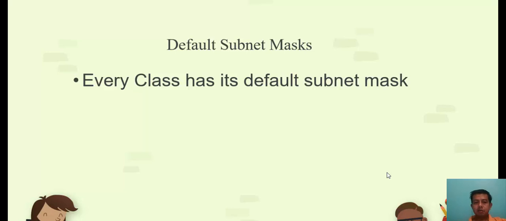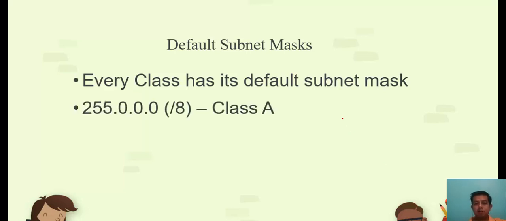So we have already seen for class A, the default subnet mask is 255.0.0.0. That means given any IP address, if I logically AND with this subnet mask, I will segregate the network part. So in the classless notation, this can be designated as /8. The first 8 bits are all ones, the rest are all zeros.